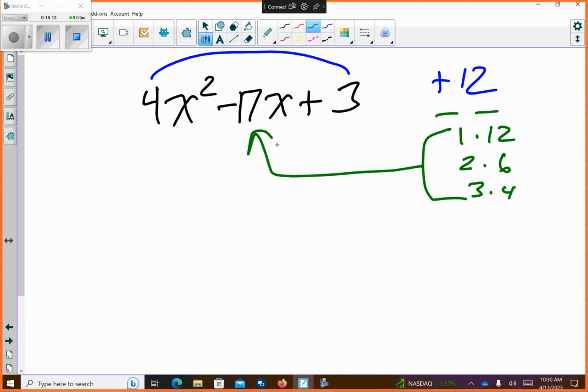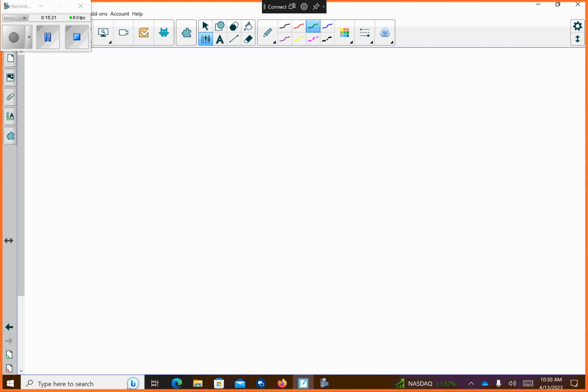No. What do you do at this point? Quadratic formula. Okay? And then the last problem. The reason I wanted to show you the last problem is for the very simple reason, what is my C value? What's my C value up there?